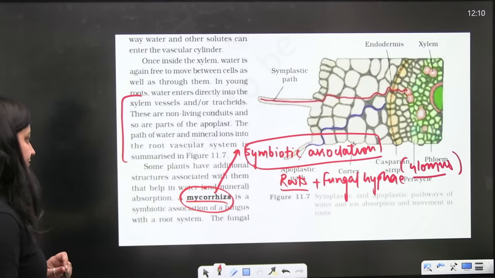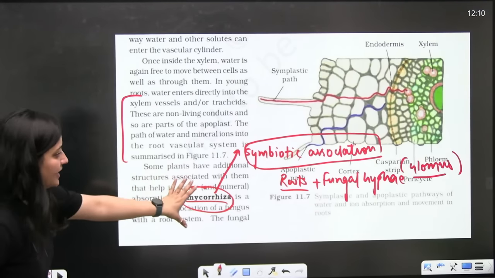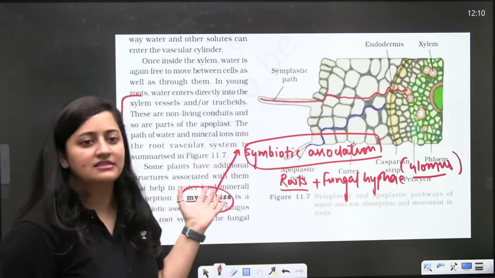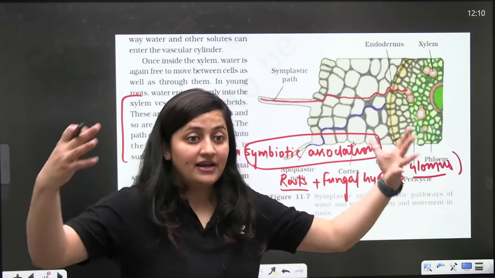So you can say that some plants have additional structures that help in the water and mineral absorption. The answer is mycorrhiza. We discussed that in the case of pine trees plus glomus hyphae.